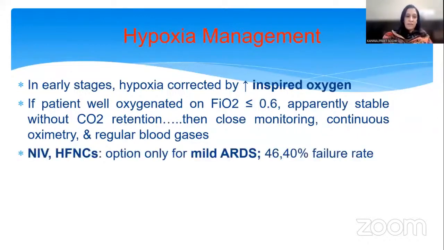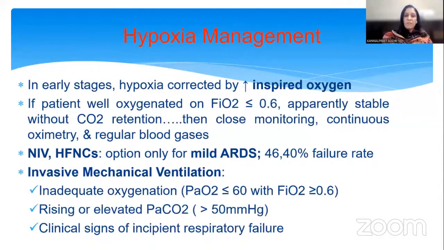NIV or HFNC are just an option for mild ARDS, and the associated failure rate is very high. Invasive mechanical ventilation is needed when there is inadequate oxygenation, PaO2 of less than 60 millimeters of mercury with FiO2 of more than 0.6, rising or elevated PaCO2 of more than 50 millimeters of mercury, or there are clinical signs of incipient respiratory failure.